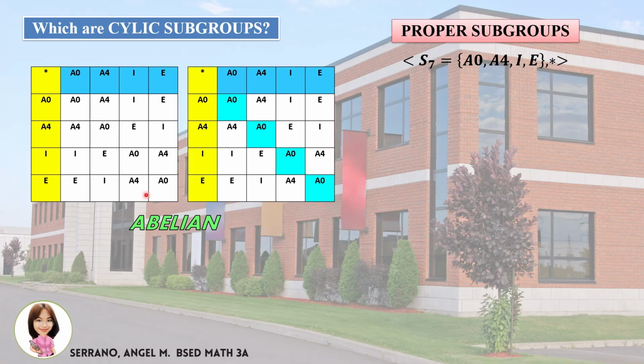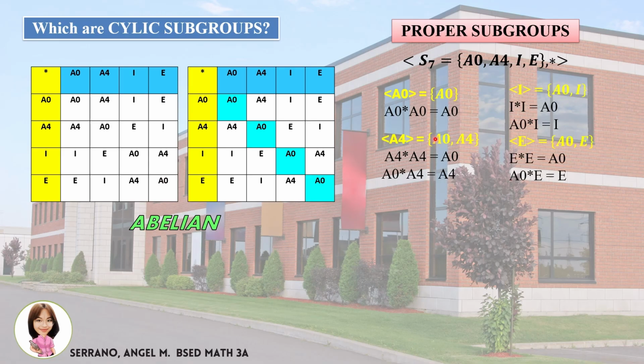Let's check if it has at least one element that generates the entire group of S sub 7, starting with A0, the element generated by A0, which is A0. It is obviously not a generator of S sub 7. Also A4, the elements generated by A4, is obviously not a generator of S sub 7. And lastly, we have the elements generated by I and the elements generated by E. Obviously, they are also not generators of S sub 7 since they didn't generate the entire group of S sub 7.